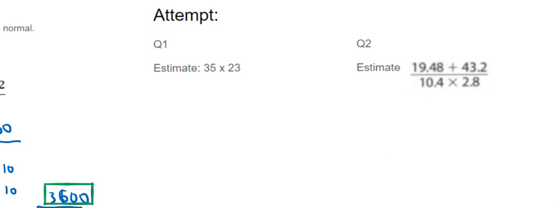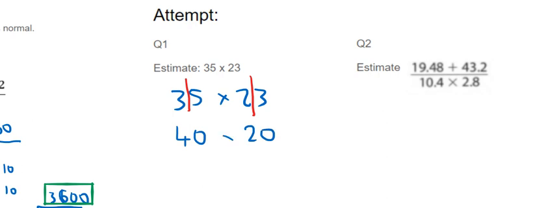So first question, 35 multiplied by 23. If I round off 35 to one significant figure, it would become 40. And if I round off 23 to one significant figure, it'll just become 20. So 40 multiplied by 20, well, 2 fours are 8, and then the 2 zeros that are in the question as well. So 800, so final answer there is 800, that's my estimate.